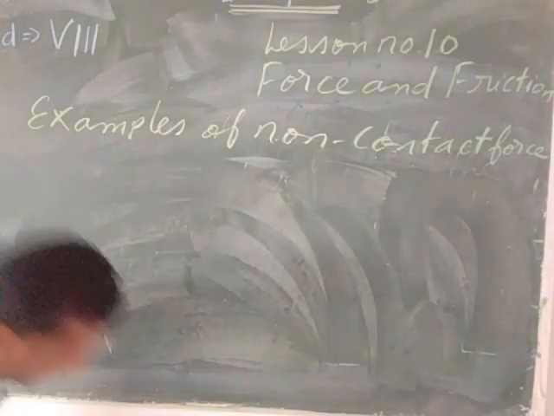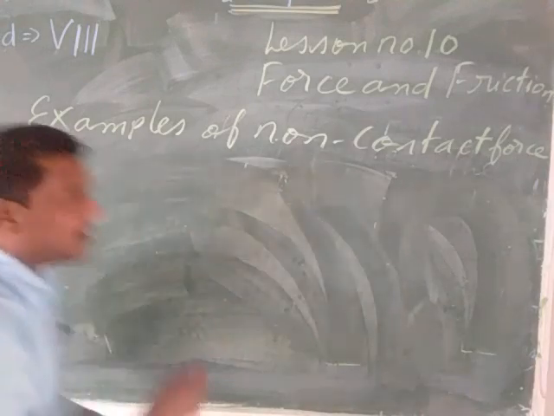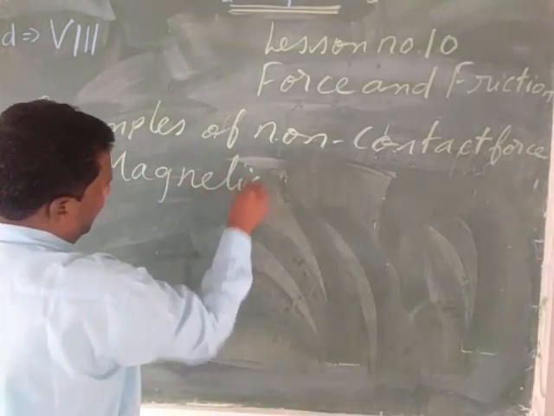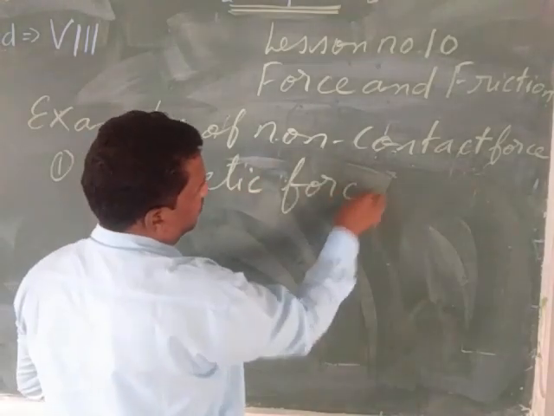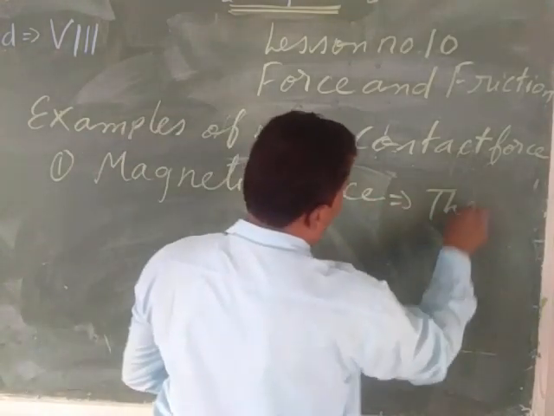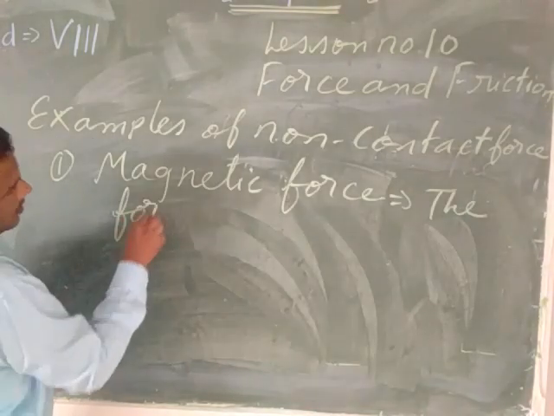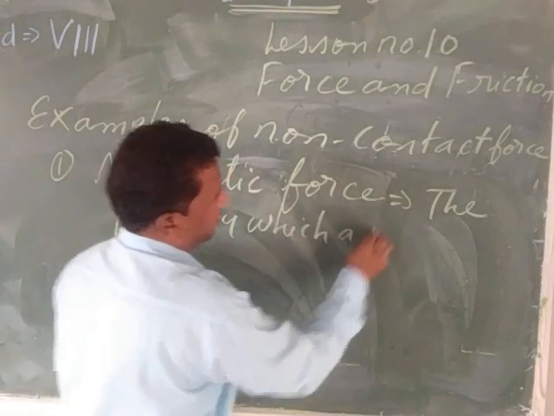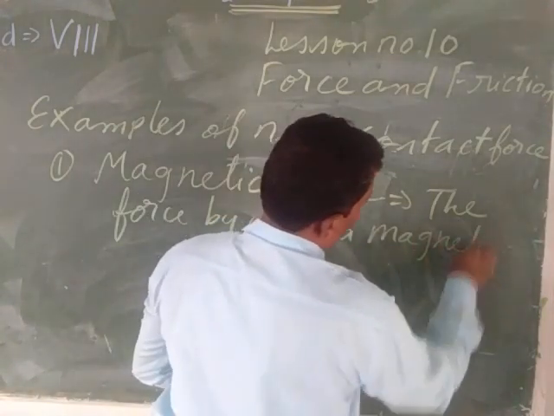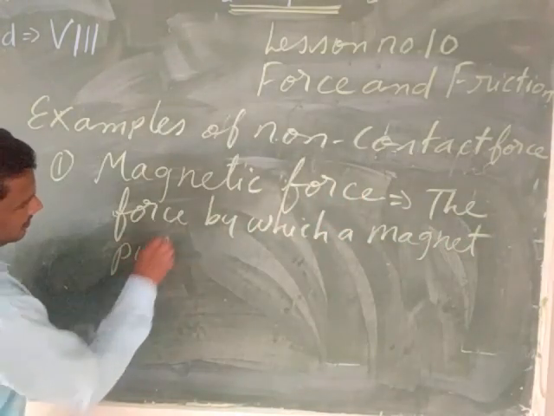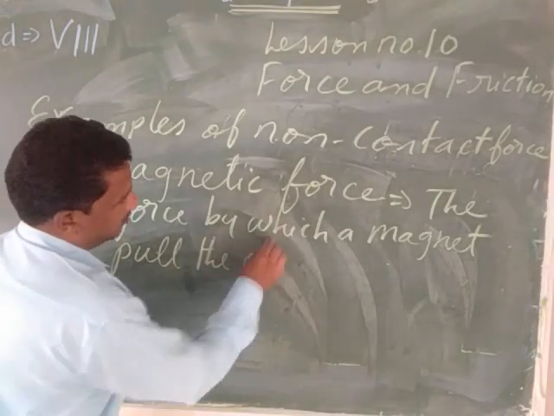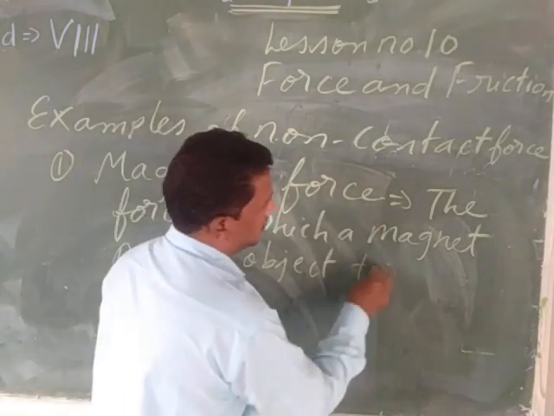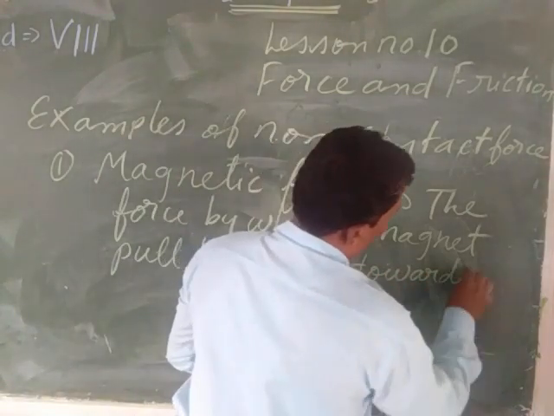The second example, my child, is the magnetic force. M-A-G-N-E-T-I-C, magnetic force. What is magnetic force? The force by which a magnet pulls the object towards it.